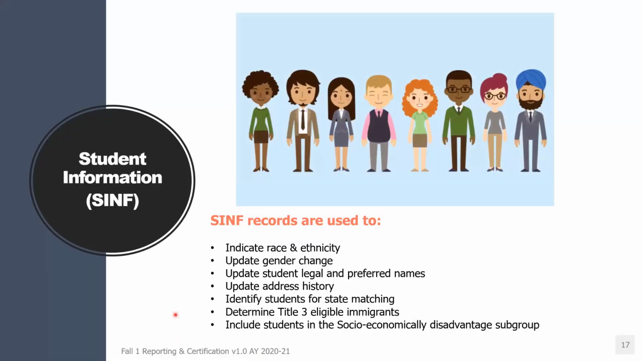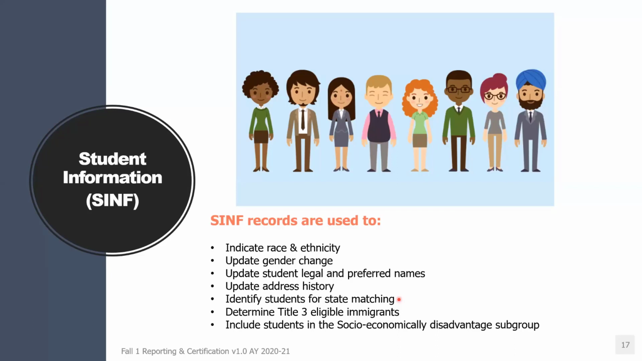And the next file is the student information file. The SINF includes information like race and ethnicity, gender change, and starting this year, you have preferred names on top of your student legal names. So you now have the ability to report preferred names for your student. And then, of course, you have the ability to update address history.